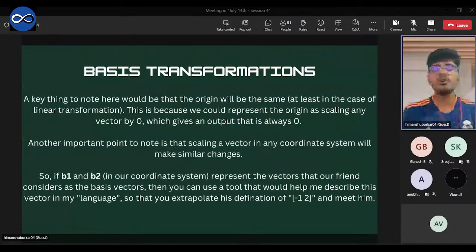So in both of your coordinate systems, the origin will be the same. The location of origin is going to be the same. It would have been much more convenient if he was at the origin, but anyways, he's not. We need to come up with something to get to his location.